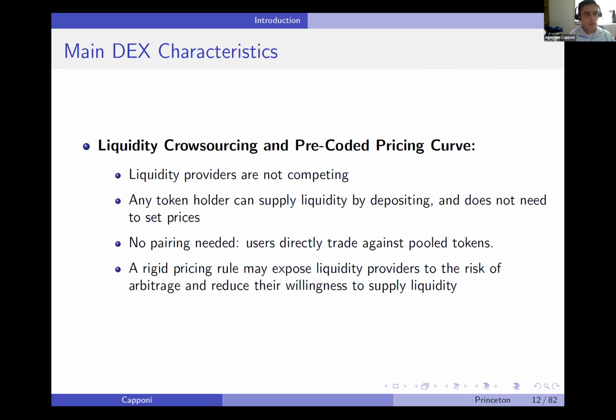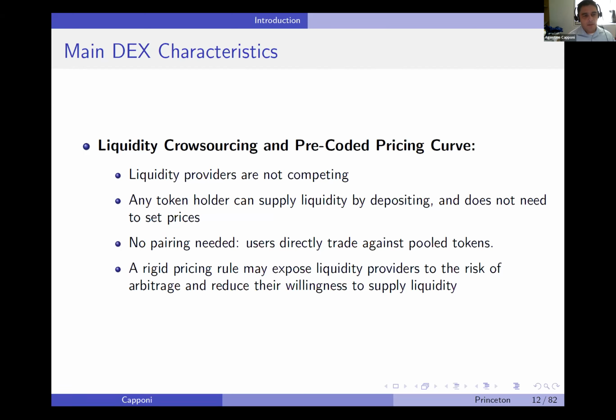So also the liquidity providers are not competing with each other. Any token holder can supply liquidity by depositing. It doesn't need to set prices. So this means that literally everybody can be a liquidity provider. As long as you hold a pair of tokens, you can go ahead and deposit them, and then you will be a shareholder of this pool. There is no need to match users directly with each other, like matching a limit order with a market order. Rather, you trade directly against the pool. All these tokens are collected into the pool, and you just exchange tokens based on the exchange rate that is prevailing at the moment.